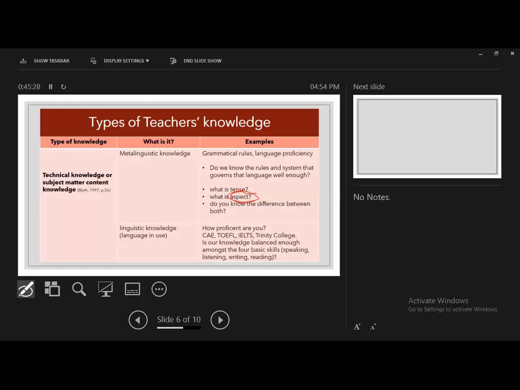And the linguistic use has to do with how do we produce, right? How do we use the language? How we communicate? How proficient we are, right? And this is based on our knowledge, on a balance. And the question is, is our knowledge balanced enough amongst the 4 basic skills? Do I know how to write properly as opposed to just speaking, right?